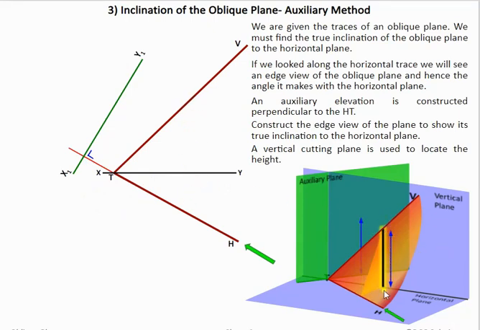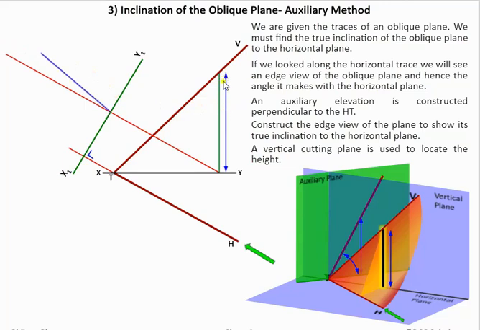So you can see in the 3D graphic, if we take a line anywhere on the XY line, we bring this point up to our auxiliary, and then measure this height. And this here is our oblique plane, and this is the true angle in which the oblique plane is making with the horizontal plane.